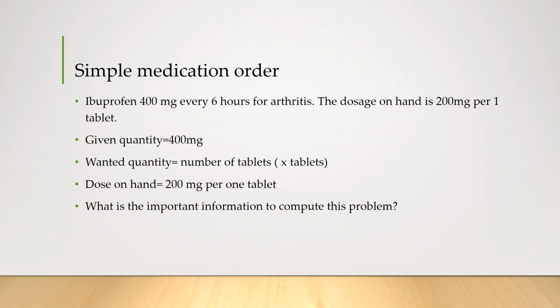And the dosage that we have on hand is 200 milligrams per one tablet. So the given quantity, what the physician or the healthcare provider ordered, is 400 milligrams. Our wanted quantity is the number of tablets that we're going to be giving, X tablets. Our dose on hand, what comes from pharmacy, is 200 milligrams per one tablet. I want you just to stop. You can pause it right now and think about what information is important to compute this problem. And do we need to put the 6 hours in there?